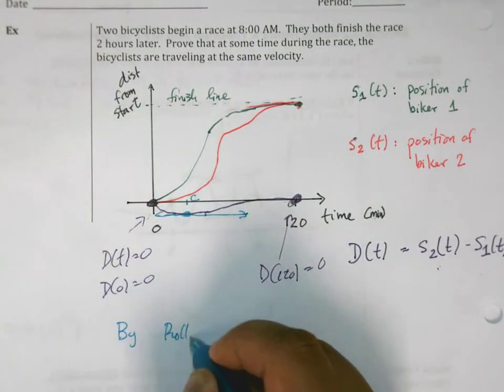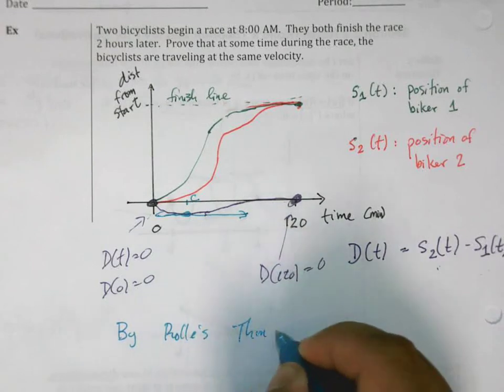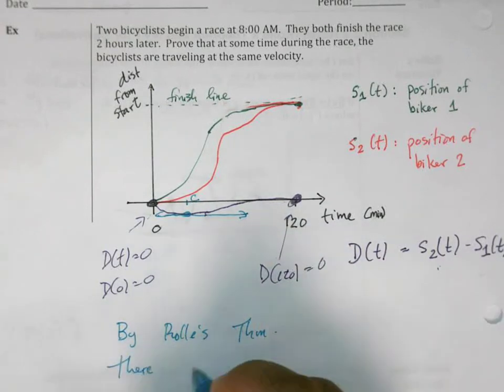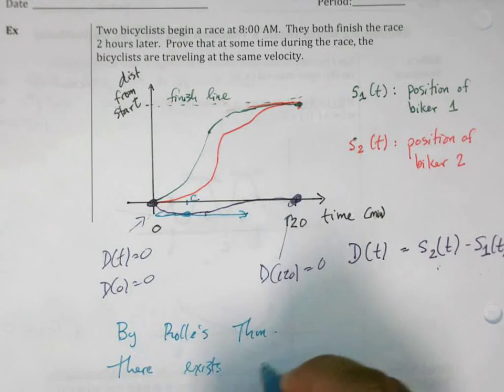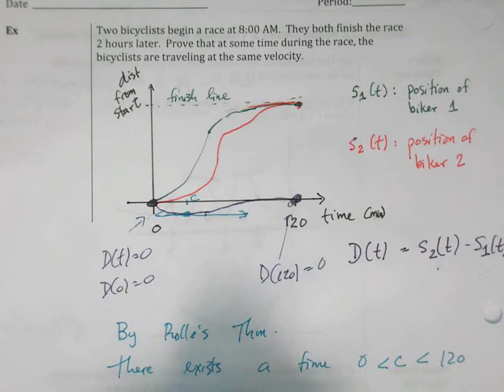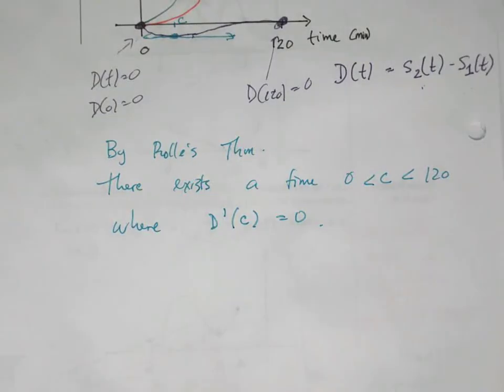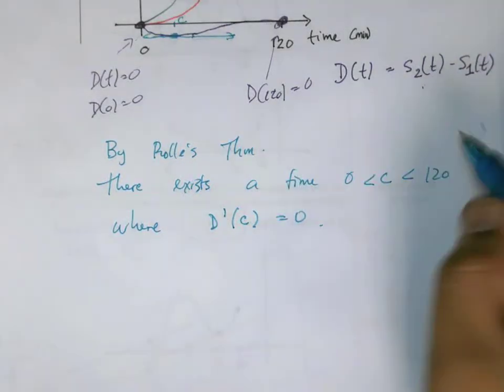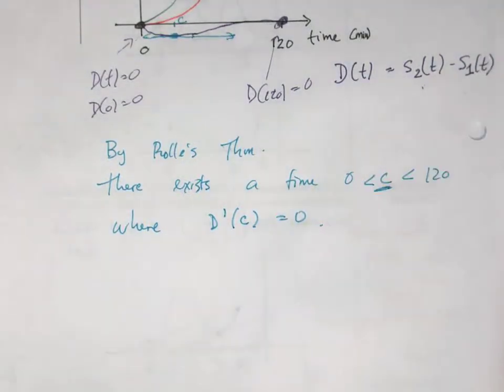Okay. There exists a time C in between 0 and 120 where d prime of C is equal to 0. There's got to be a point like that. Okay, so there's got to be such a point. All right. Now think about this for a moment. This is saying something pretty important. A time C here. That's the magical time, whatever that is. Okay. Well, let's take this to its logical conclusion.